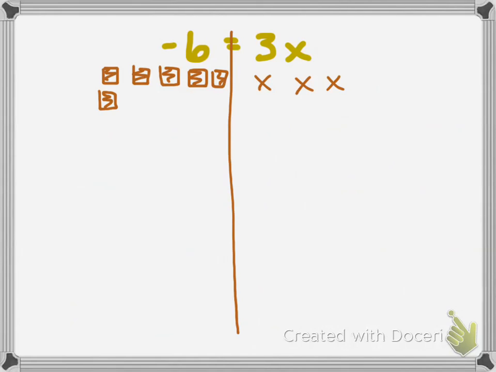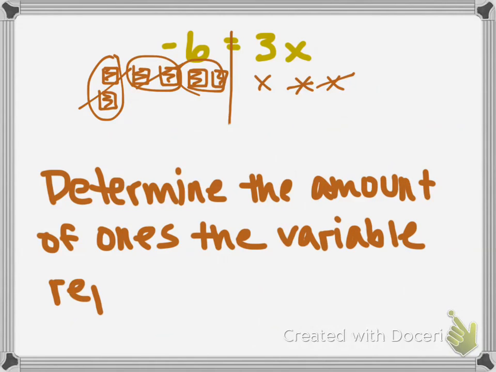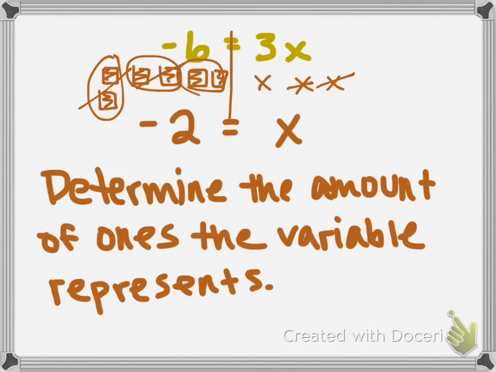Once we have negative 6 equals 3x, this is kind of your basic one-step equation from 7th grade. And we want our negative 6 to be put into 3 groups. And we get rid of 2 of those groups on both sides, and we're left with negative 2 ones equals an x. In this step, sometimes you will multiply and sometimes you would divide. But in this problem, we divided. So this step is where you determine the amount of ones the variable represents. This is when you're actually solving that problem. So here we find out that x is equal to negative 2.